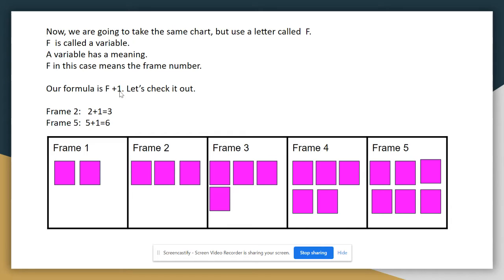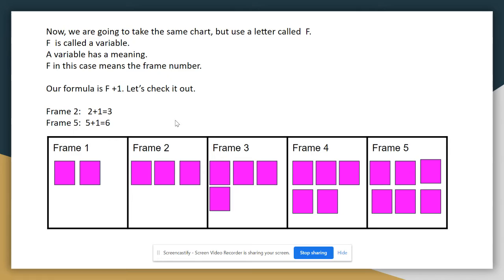F plus 1 gets us the number of squares inside the frame. So we're going to check it out. So frame 2. So if F is 2, because it's frame 2, plus 1 would equal 3. So does frame 2 have 3 squares? 1, 2, 3. Okay, that's making sense.